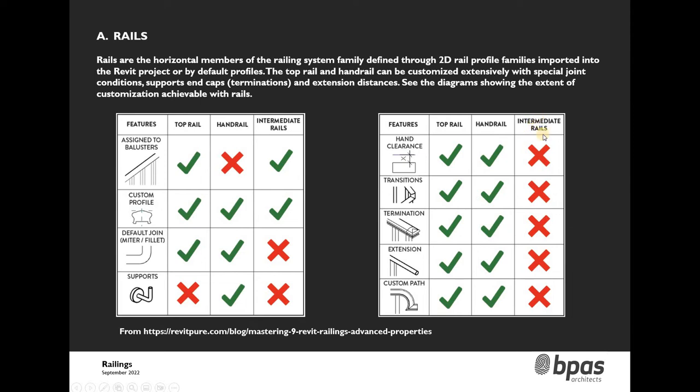As you can see, the intermediate rails are very limited, and I think when we make the family, it should come pretty clear why. All right.